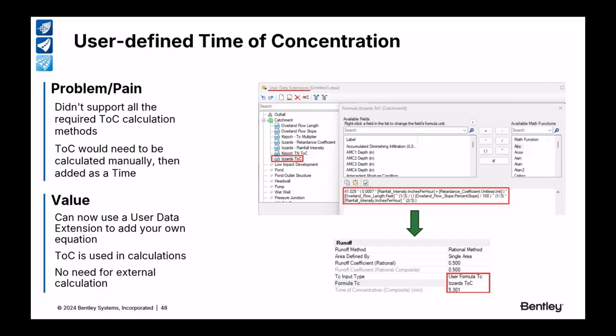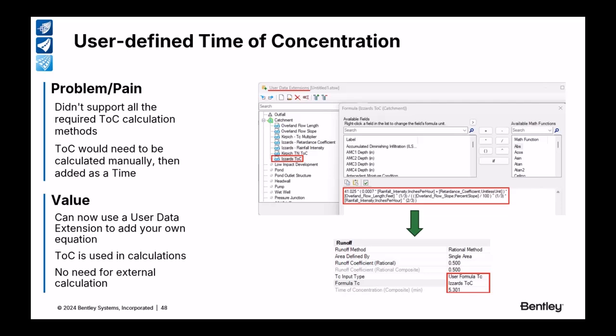So in the properties of a catchment, we've added a new TC input type. You could always put in a type, or you could pick one of our calculation methods. The new method that we've added is a user formula time of concentration, and then we look to see if you've got any user data extensions set up which return a result in time.